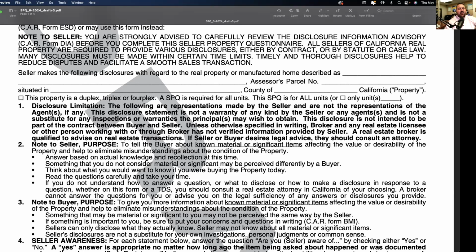Again, we can't say, oh, if you answer this question this way and this is how you do it, you're totally protected. No, all we can do is continue to remind them: are you seller aware? If the question asked, if you're not aware, then the answer is no. If you are aware of a material or significant item that is going to affect the value of the property or the desirability of the property, then you need to say yes and explain what that is.